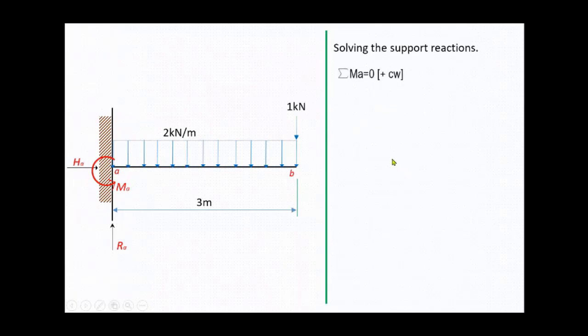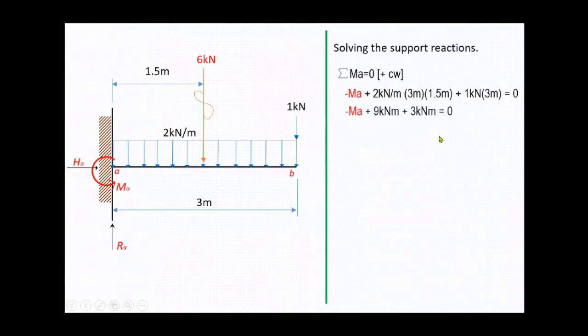So negative M sub A, since it is counterclockwise, plus the uniformly distributed load, which is 2 kilonewton per meter times its length, 3 meters, then multiplied by the perpendicular distance to A, which is 1.5, or the middle of 3 meters, plus the concentrated load, which is 1 kilonewton, then 3 meters distance from A, so 1 kilonewton times 3 equals 0. Then we simplify the equation. So our moment at A, or M sub A, equals 12 kilonewton meters. Since M sub A is equal to positive 12, our assumed counterclockwise direction of M sub A is correct.